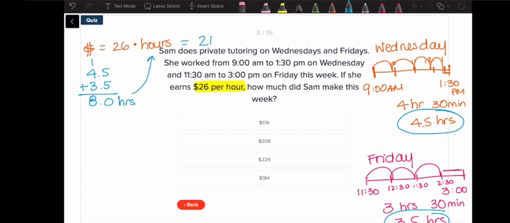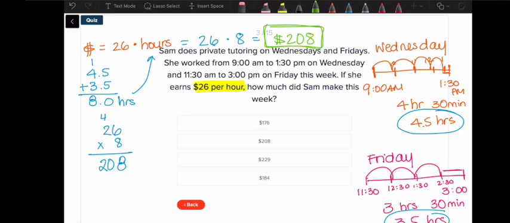Those 8 hours are going to come in here. So I'm going to have $26 multiplied by 8, which is going to tell me how much money she made. 26 times 8, that will be 48, carry the 4. That will be 16 plus 4, which is 20. So she's going to make a total of $208 for this particular week.